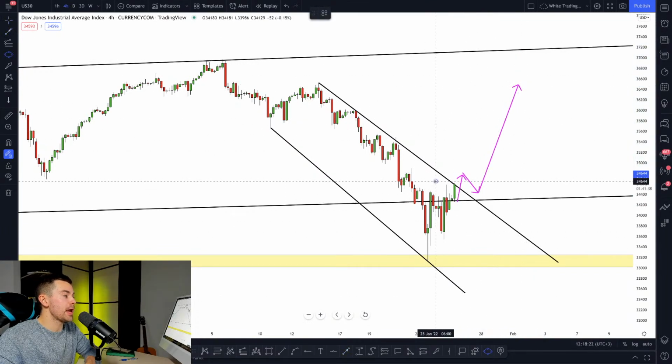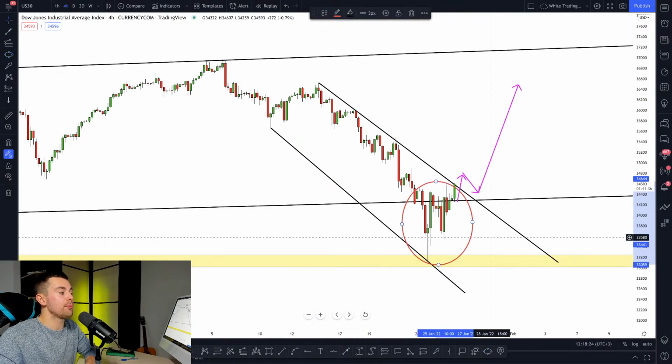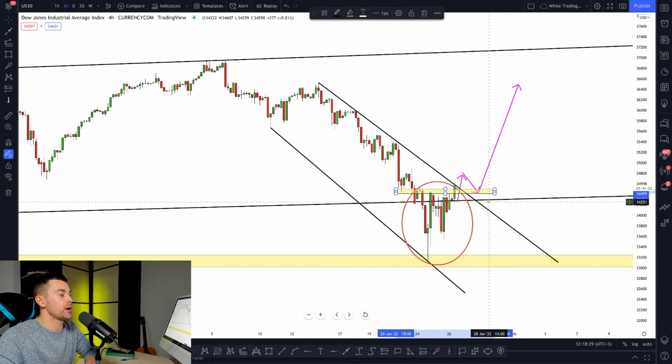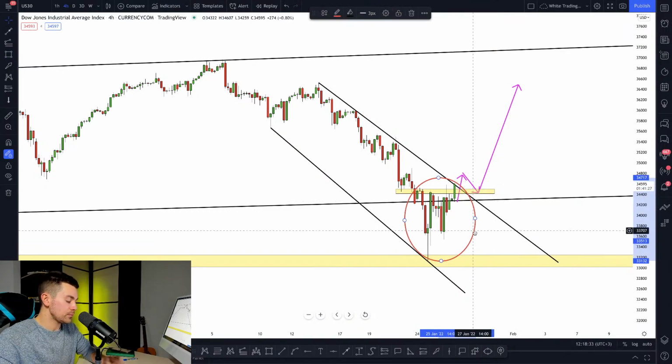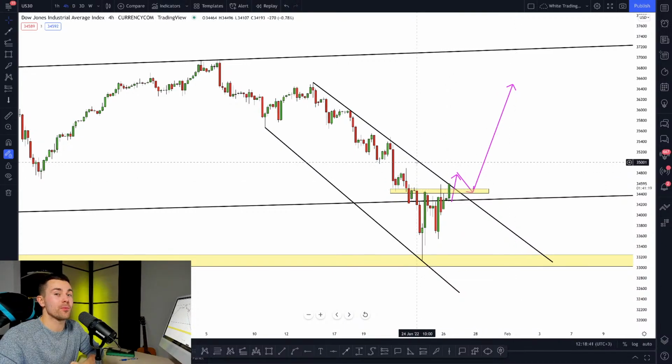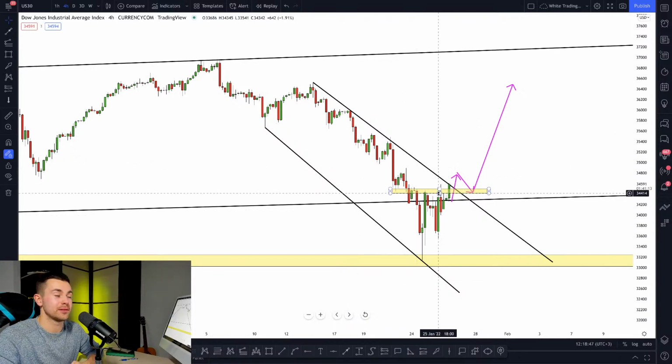Moreover, within the flag, the price formed a double bottom formation. Yes, you can see that here we have a double bottom. The price is currently violating the neckline of this double bottom. So in case we see the neckline breakout and the breakout of the resistance of the flag, I guess a strong bullish rally will follow. So pay close attention to this flag and to this double bottom.